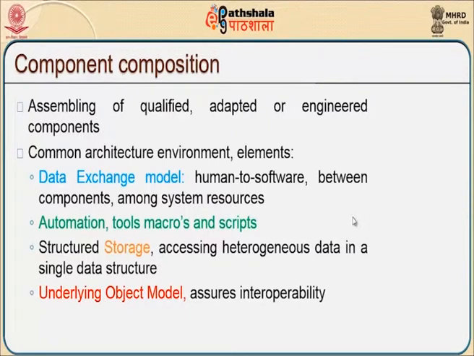Common architecture environment elements include a data exchange model, from the human to the software, between the components among system resources. Whenever we want to make an automation tool, macros and scripts are part of this component based development. We can plan for data management as a structured storage, accessing heterogeneous data in a single data structure, and any underlying object model assures complete interoperability.